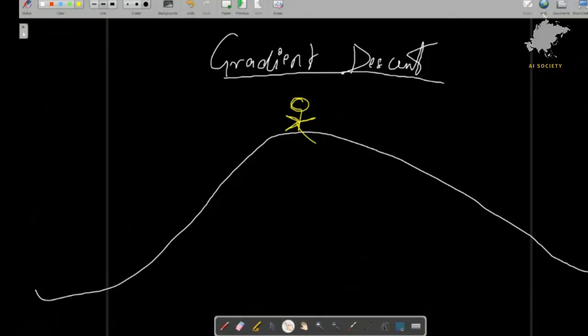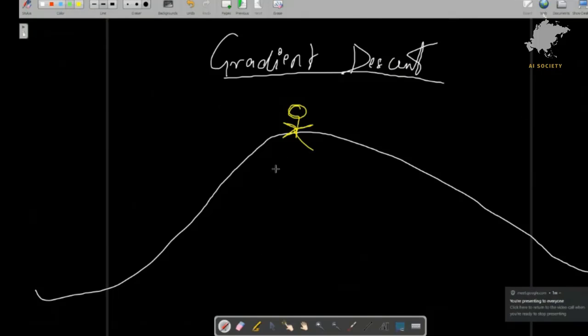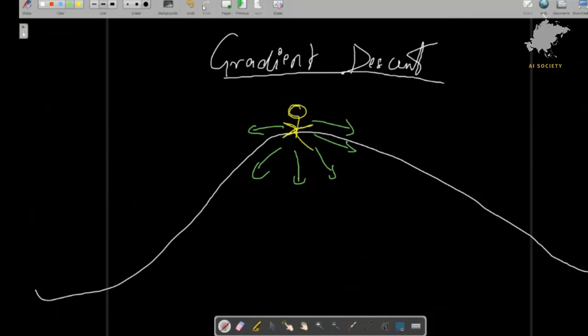Now tell me, when you are at the top of the mountain, what is the first thing you will do when you start walking down? The basic step is to look at all the possible directions you have. What is the direction I can move in? When you have dozens of directions, you find out in which direction you will descend the most. That is what you want to find out by looking at the directions.